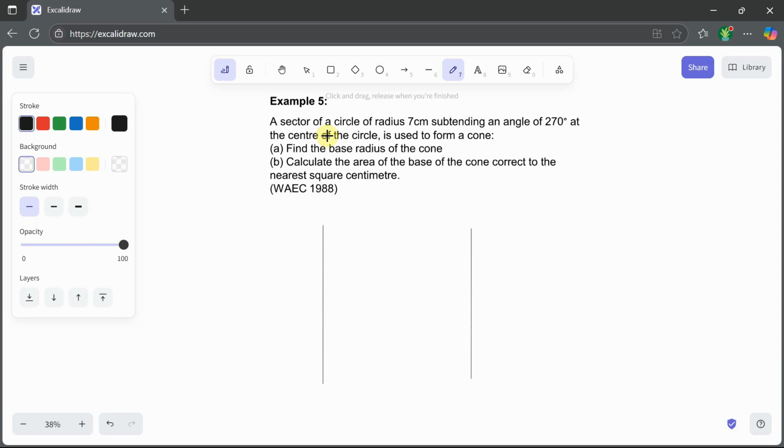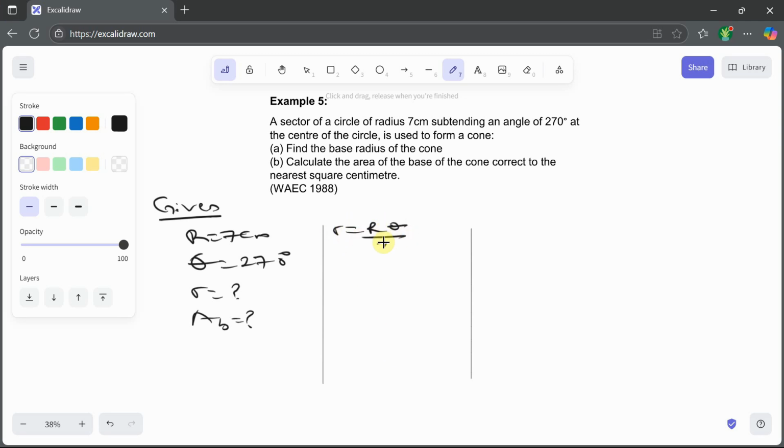So the sector of the circle has radius 7 cm, so our big R is 7 cm. These are our givens. The angle theta is 270 degrees. We are trying to find the small letter r, and we are trying to find the area of the base of the cone. For our small letter r, we know that it is R theta over 360, which is 7 times 270 over 360. 9 can go, right?